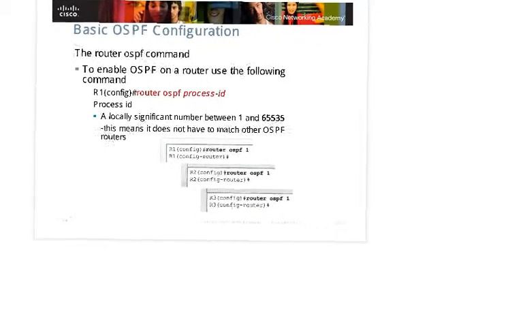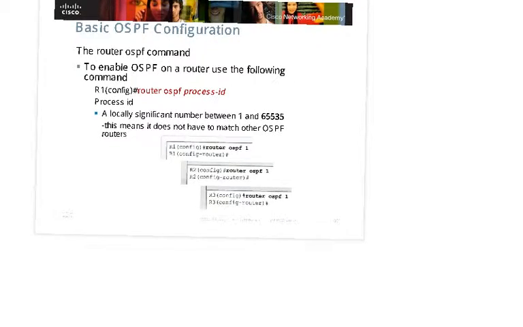So again, similar to EIGRP, we use the router command to specify or trigger the use of OSPF. So we say router OSPF, and here we call it a process ID. Again, pay attention to these slight differences. In EIGRP, this is called the autonomous system number, but it actually indicates a process ID.